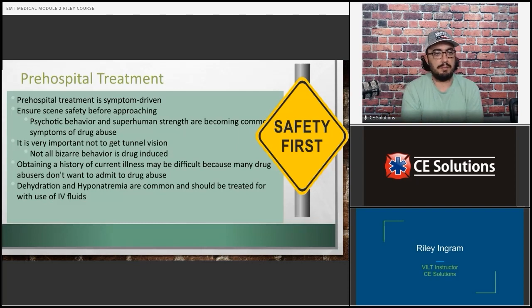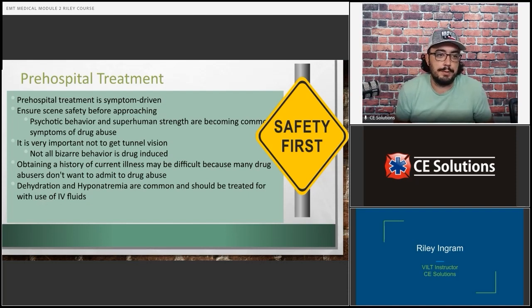No thanks. Pre-hospital treatment is symptom driven. Okay. Ensure scene safety before approaching. Psychotic behavior and superhuman strength are becoming common symptoms of drug abuse. It's very important not to get tunnel vision. Not all bizarre behavior is drug induced. Obtaining a history of current illnesses may be difficult because many drug abusers don't want to admit the drug abuse. Okay? But in reality, that's what's going to be the best help for them, is that they can tell us what's happening. We can fix the symptoms. But if they don't, then we're kind of left in the dark.